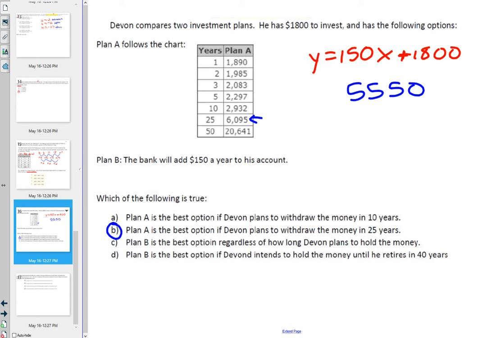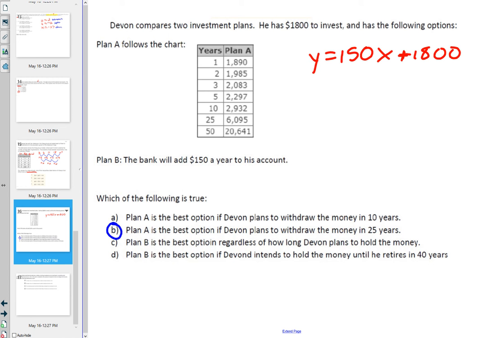But with these, I always like to check them all because if I end up getting two that are correct, then I have to go look at it closer to see if I'm doing something wrong. Plan B is the best option regardless of how long he holds the money. No, we just showed you a counter example of that. Plan A is better for 25 years according to our calculations so far.